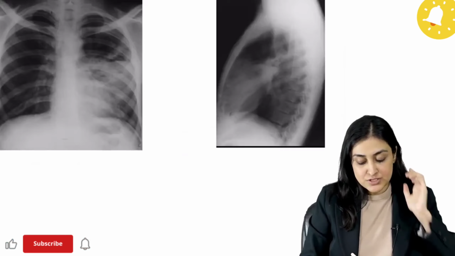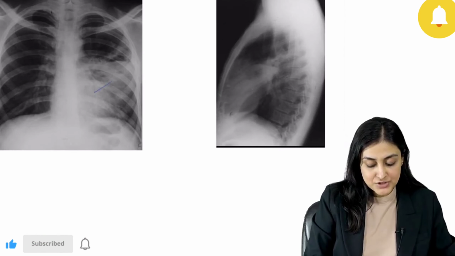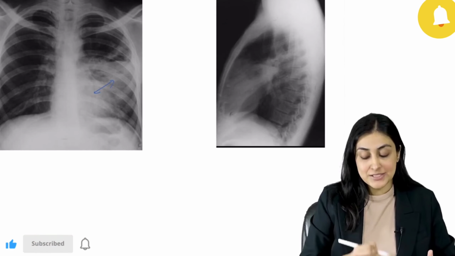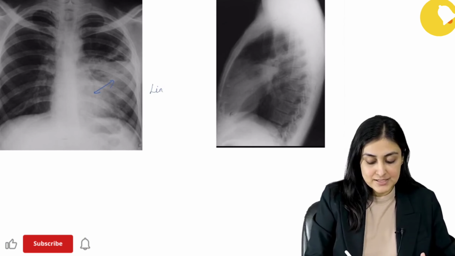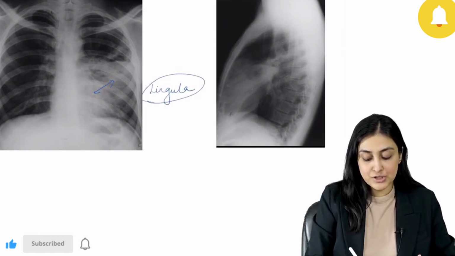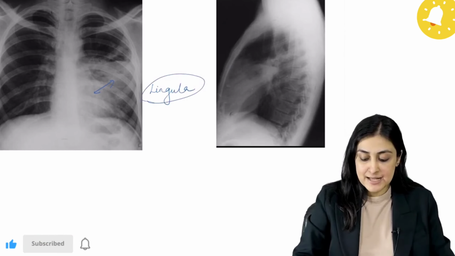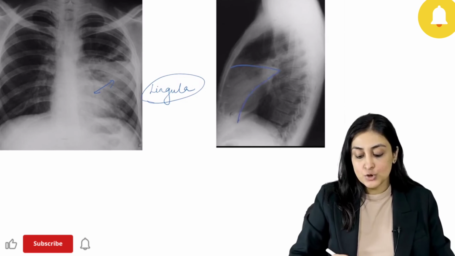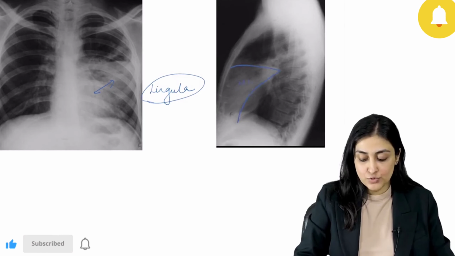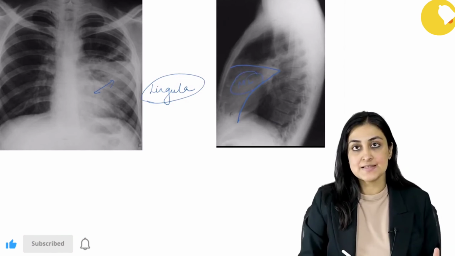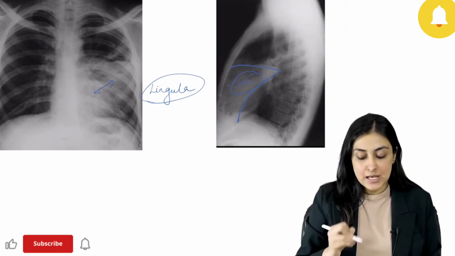Again, if I show you this image, can you see how the lesion is merging with the left heart border? There is a positive silhouette sign that you can see. So again, we can localize it to the middle lobe, which is the lingula on the left side. And one important feature on the lateral view to localize it is that any middle lobe opacity would always overlap the heart shadow, like in this case. That is how middle lobe opacities work.